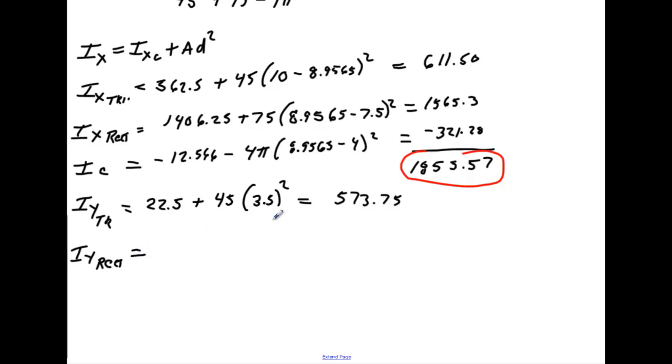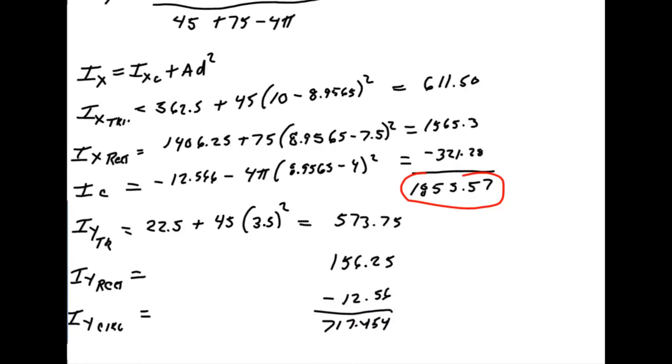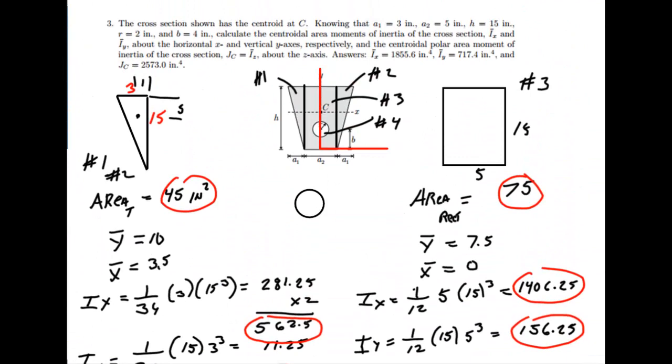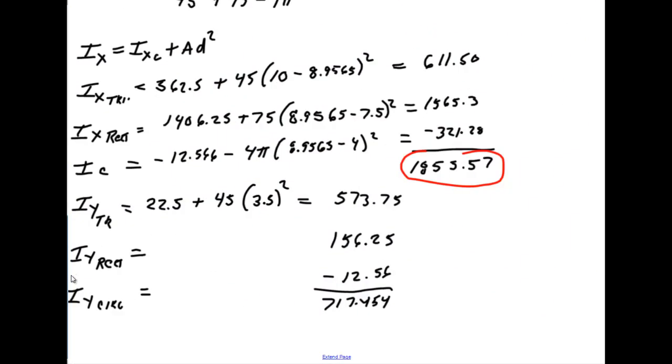So when we do that, we calculated that earlier. That was 156.25. So that was about its own centroid. That stays the same. We do Iy about the circle. Again, it has no distance. So what we calculate about its own. We add all that up. That gives me 717.454. Let's go check that. Right on the money. So that's our Iy.